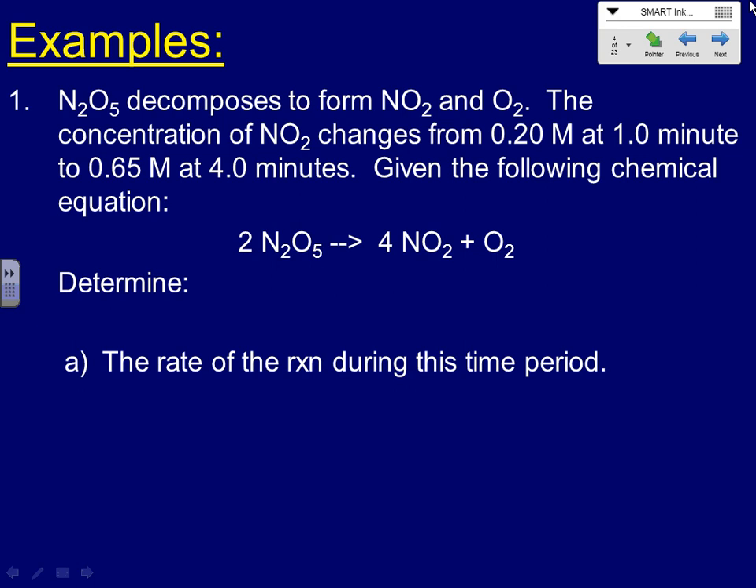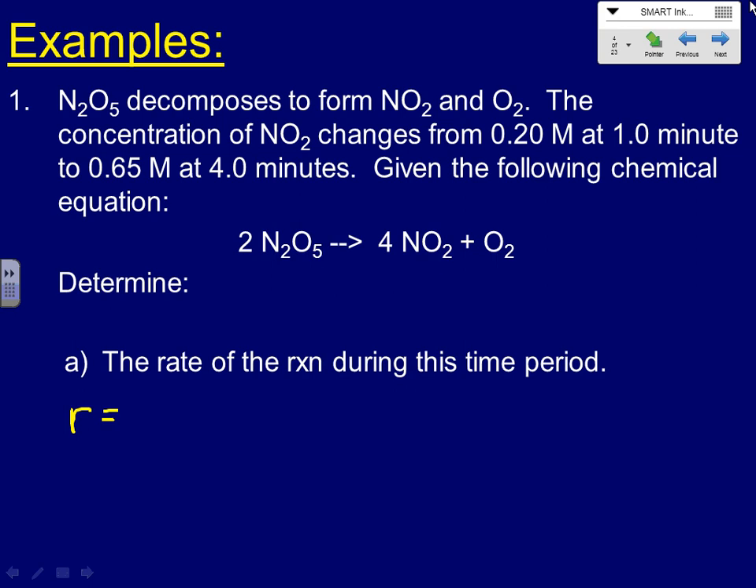Some observations were taken, how they determined that concentration, we won't worry about that right now, but they just did. We'll talk about how we can measure some of these rates later on. I want to determine the rate, R, and because I'm dealing with NO2, that's the product that I'm dealing with.